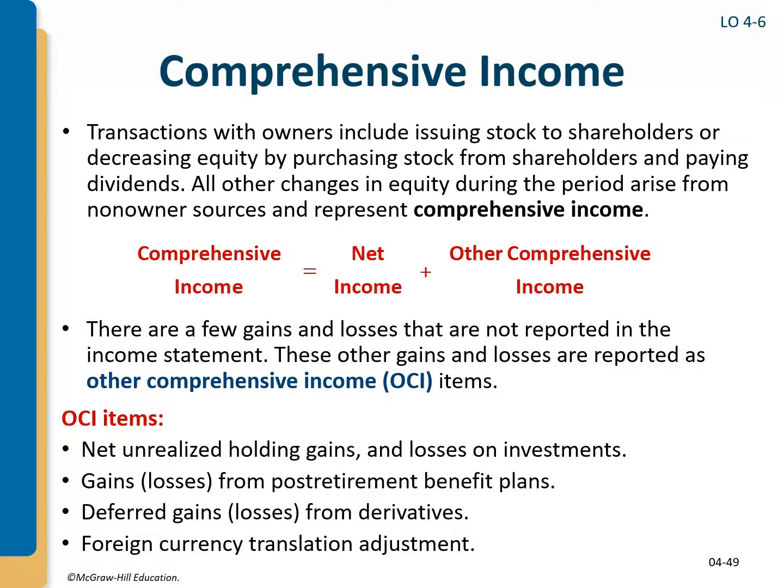Here are some of those items. Net unrealized holding gains and losses on your available for sale bonds. Take a look at this. Gains and losses from post-retirement benefit plans. So there are certain gains and losses that could happen from a retirement plan that are reported here. Deferred gains and losses from derivatives. You're going to learn this stuff in Intermediate Accounting 3. Foreign currency translation adjustments. That's an advanced accounting course.